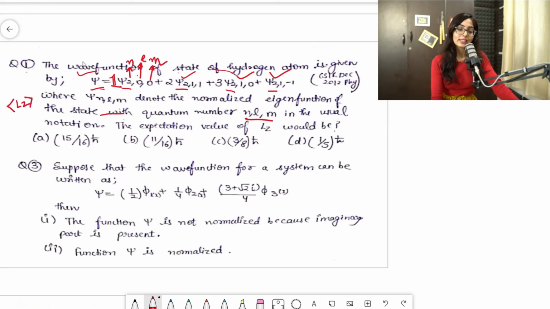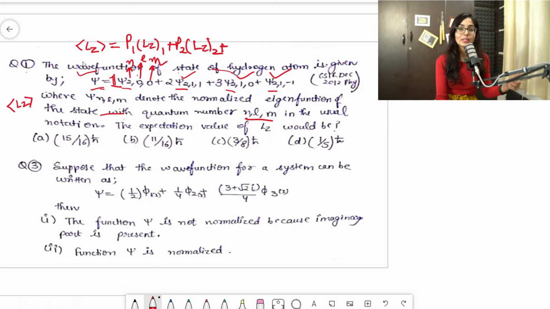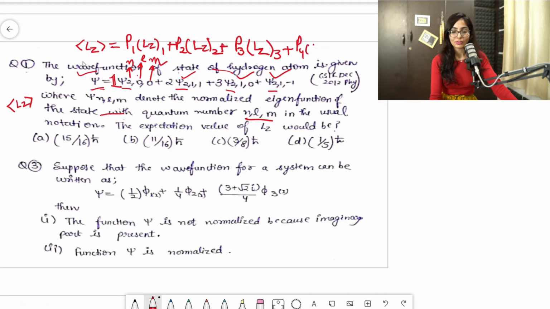So you know that the expectation value of LZ would be, so I hope you all are pro in this one now, that would be P1 into LZ1 plus P2 into LZ2. For people who are not getting this, please see the previous lecture. I have explained this so patiently that you will automatically get everything. Clear? So that would be plus P3 LZ3 plus P4 into LZ4. Clear? So that is the basic formula.